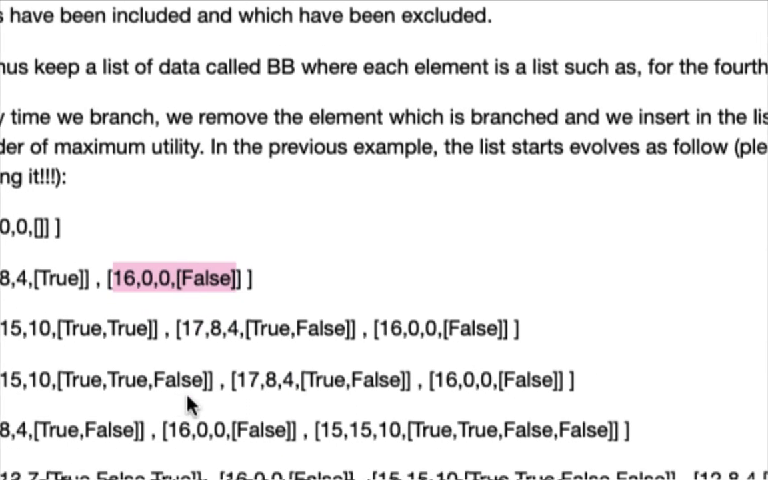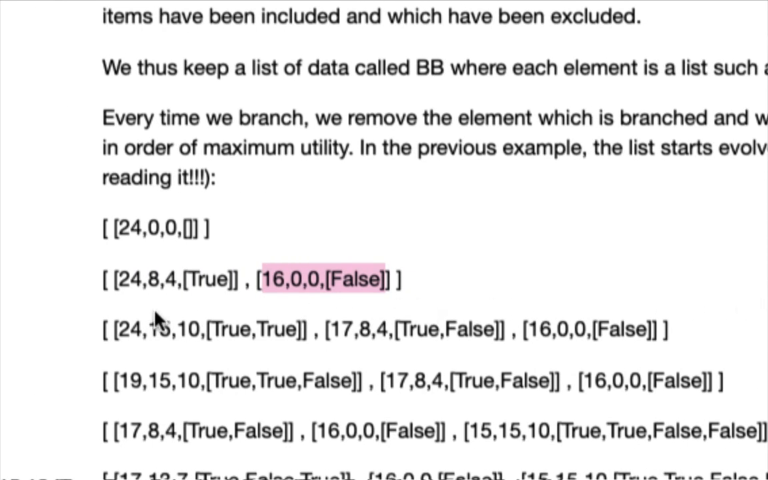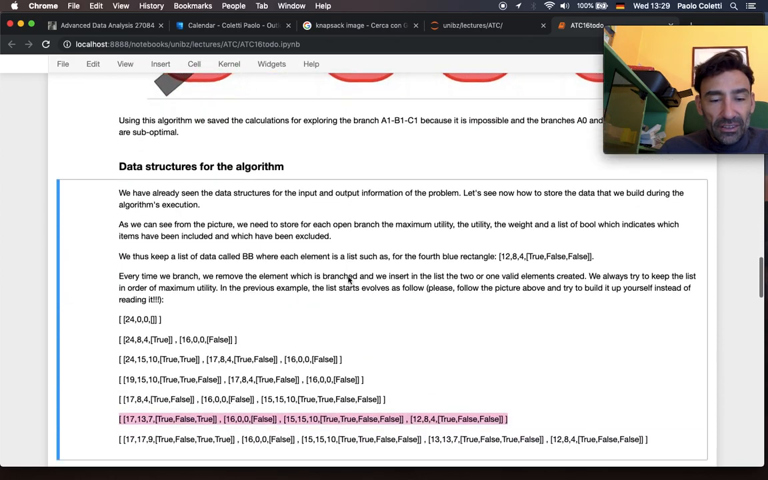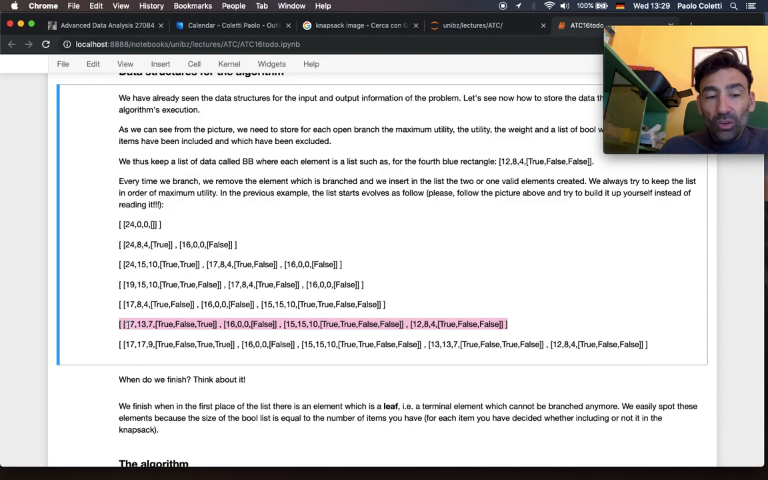So this is how the data structure is made, our BB data structure. It's important that this BB data structure be kept always in maximum potential utility order. In this way, we'll always have the most promising branch first. We don't actually care where these branches are in the tree, so it doesn't give you any information on the geometry. If you have, for example, this one, which starts to be pretty complex, you don't have any idea where they are in this schema here. But the important thing is that they contain all the information on the branches.